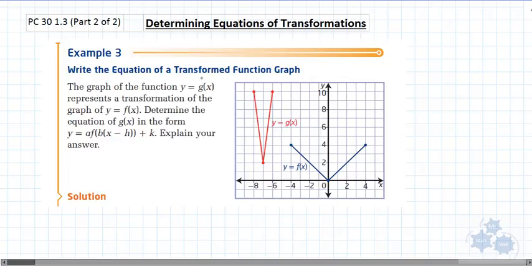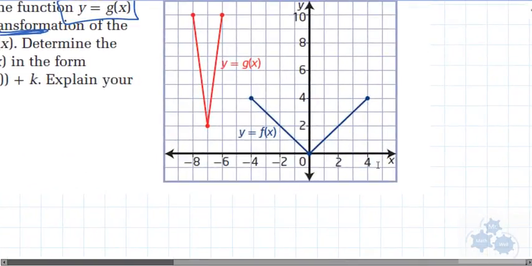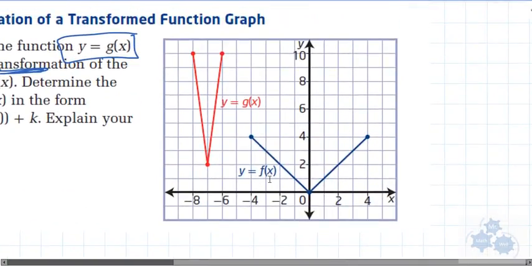So the graph of y equals g of x here is the transformation. So in red, this right here, g of x, is the transformation. F of x is the original function. Now, if you just take a look at this, and maybe I'll just zoom in just a little bit here. If you take a closer look at this, you can see a couple things.